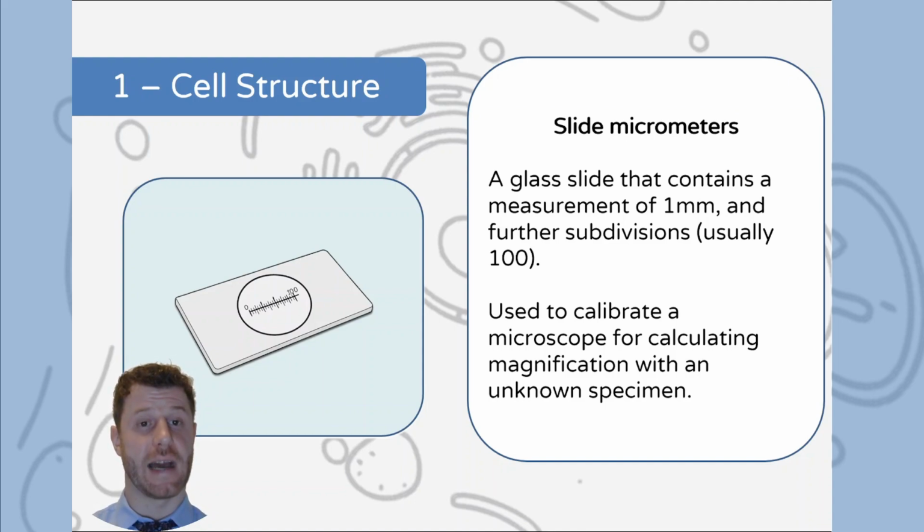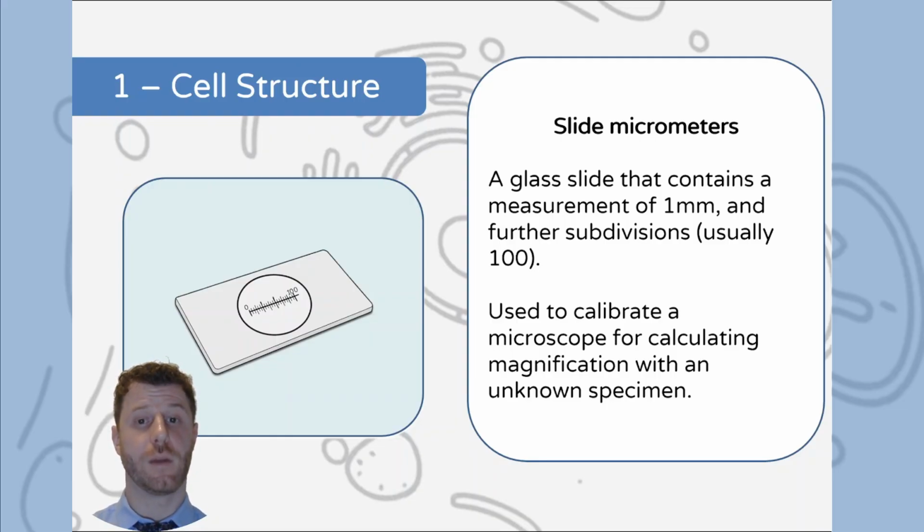We use this to calibrate a microscope to work out the size of an actual specimen without using the magnification equation triangle. So what we're doing is using the microscope to calculate its real size rather than using the magnification equation triangle on a piece of paper.